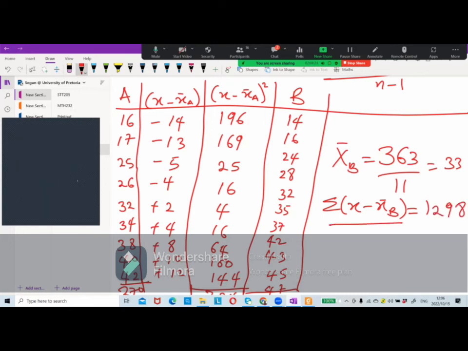So divided by n minus 1. What is n minus 1 in this case? 11 minus 1, which is 10. So 1,298 divided by 10, which is 129.8. Good. Now, remember the law says something.